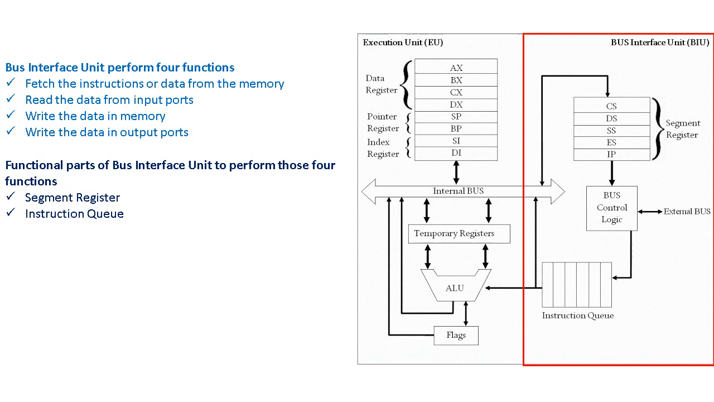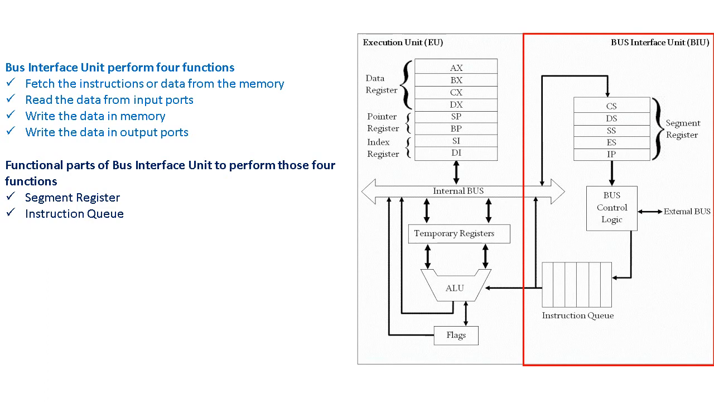Now let us discuss the bus interface unit. We can observe at our right we have the diagram, and in that diagram we can observe the red color border. So this is the diagram of the 8086 microprocessor chip that is separated into two parts. At our right we have the execution unit, and in the red color border I have separated to show you the bus interface unit. The bus interface unit performs the following four functions.